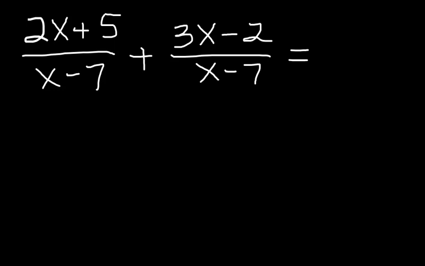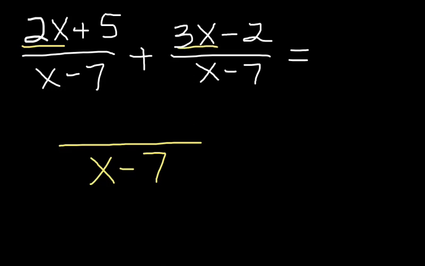So if we look at this example, we notice that the common denominator is x minus 7, so our answer is just going to keep that, and on top we're just going to combine like terms, in this case 3x plus 2x, which is 5x, and 5 minus 2, which is 3, so 5x plus 3, and that's actually our answer, 5x plus 3 over x minus 7.